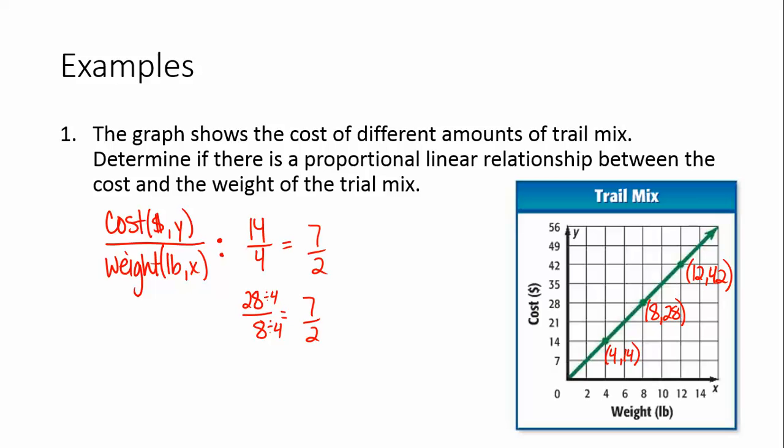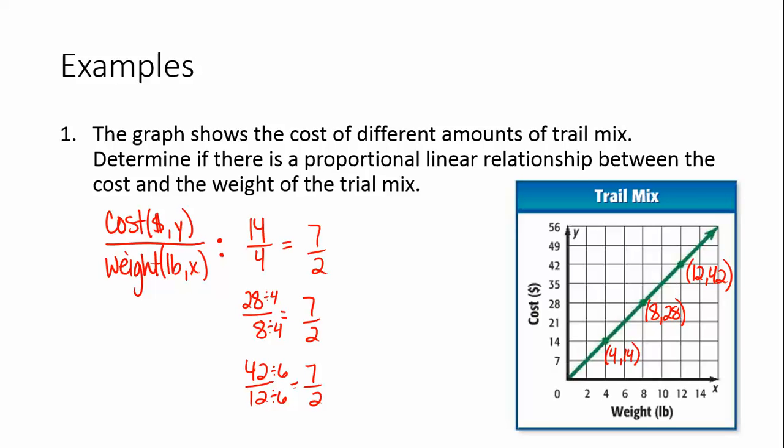So far we are looking at a proportional linear relationship. But we do need to check all the points that we have here. 42 over 12. We reduce both of these numbers by 6. You'll see that you get 7 over 2. So we do have a proportional linear relationship between the cost and the weight. So essentially for every pound that you increase, you will also increase the cost.